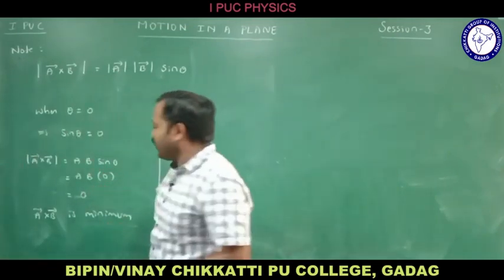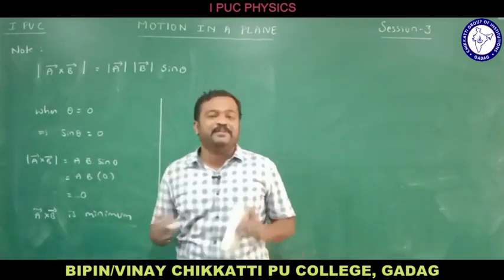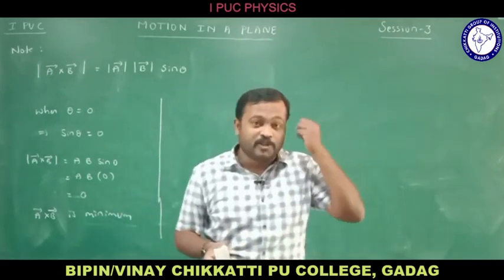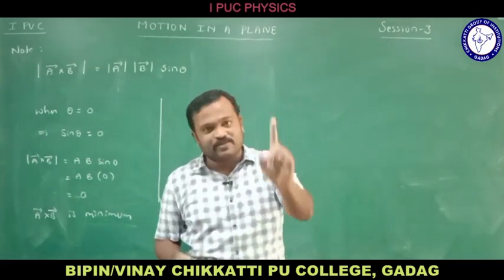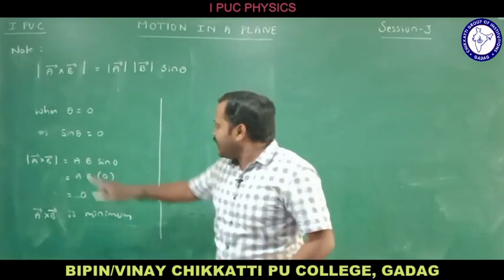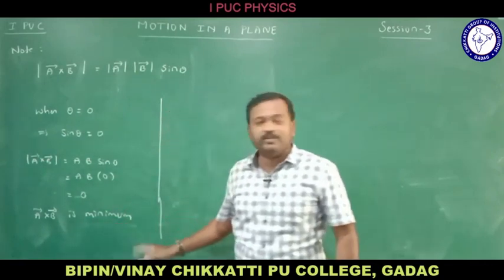So once again, let me tell like this. Cross product is minimum when sin theta is minimum. I already told you, whenever you want to discuss maximum or minimum, we need to see the trigonometric function. If the trigonometric function is maximum, then the quantity is maximum. If it is minimum, the quantity is minimum, right? Sin theta is minimum for theta equal to 0 degree. That is why A cross B is minimum.